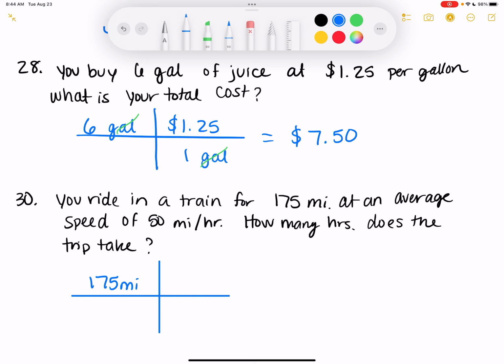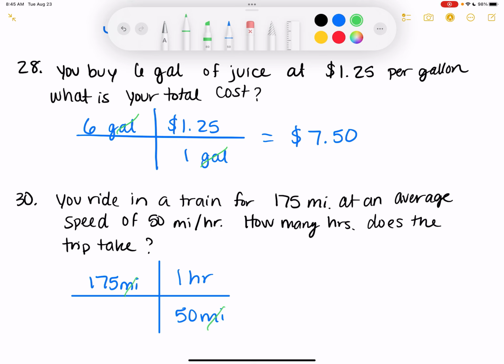So then I need things to cancel, so where do I put the 50 miles per hour? Top right. Or, no, bottom right. So the 50 miles is going to go here, and then the 1 hour is going to go up here, because I want to know how many hours it's going to take. So now this allows me to cancel my miles.